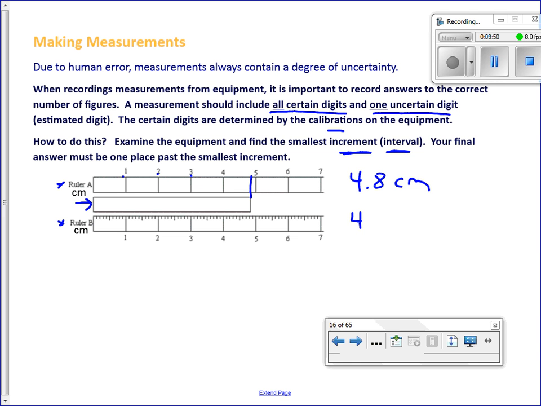It's still up to 4.8, but we have these increments here: 1, 2, 3, 4, 5, 6, 7, 8. So we know it all the way out to 8. But you notice it's a little bit in between that 8 and that 9th tick mark, and I would estimate that at 4.82 centimeters. So this one shows more precision. You get a more exact answer.